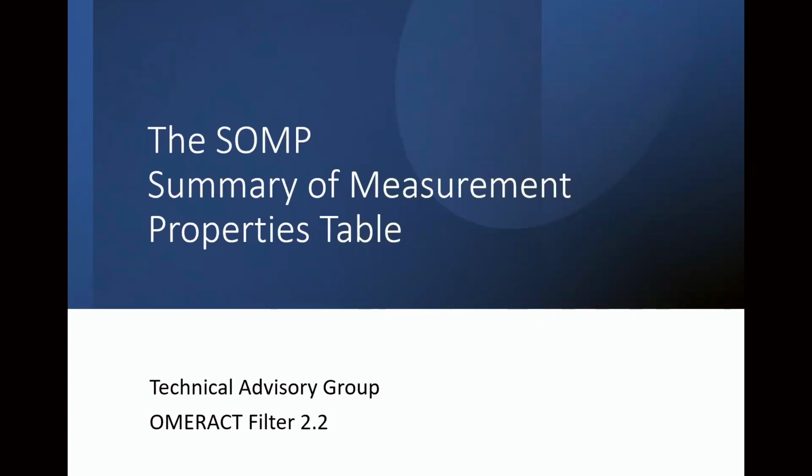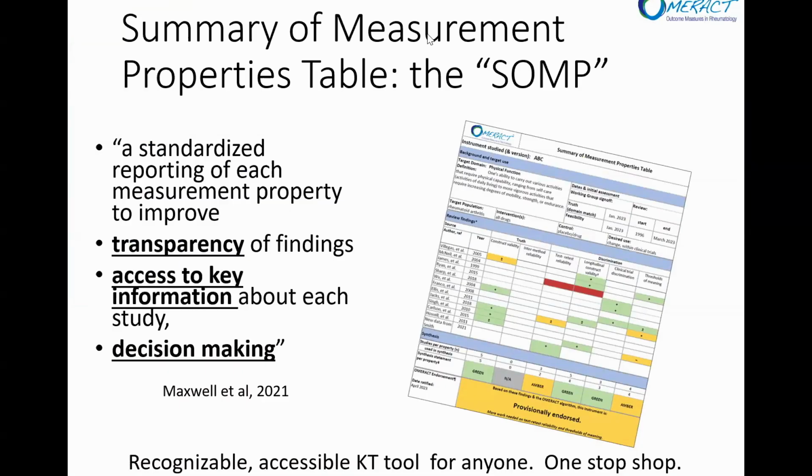Hi, welcome to this training video that's going to walk through how to build a SOMP, or Summary of Measurement Properties table. The Summary of Measurement Properties table, nicknamed the SOMP, is a standardized way of reporting on each of the findings of a measurement property review in order that it improves the transparency of our findings and our conclusions. It gives access to the key information about each study and shows how we make decisions in the review process to get to a recommendation of whether or not this instrument has passed the OMRAC filter and should be used in a core outcome set.